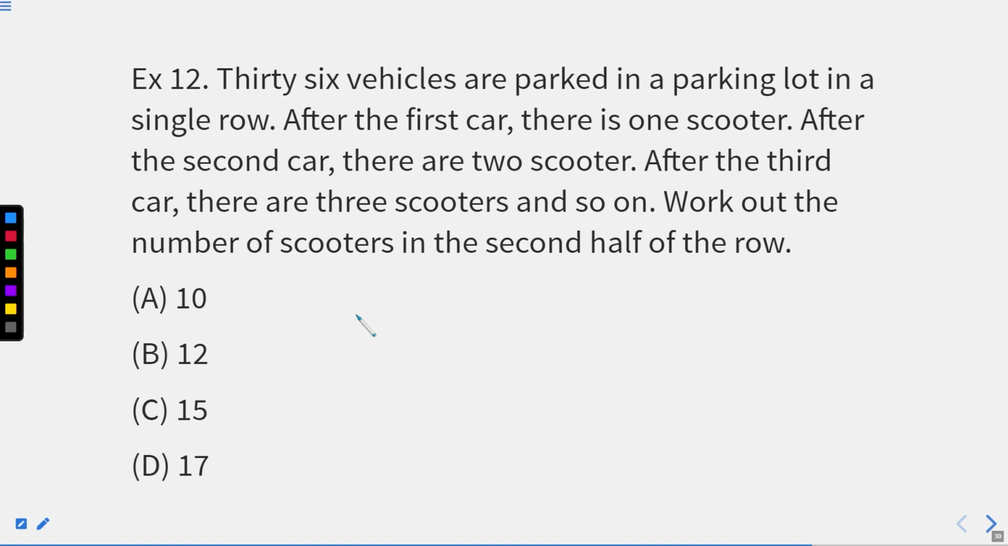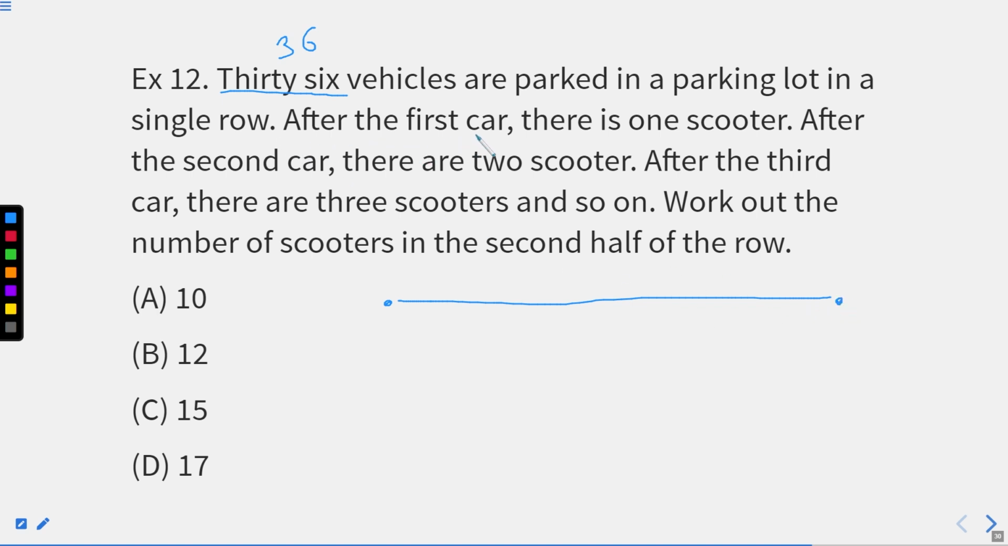So your question says that 36 vehicles. Now mark the number 36 vehicles, right? When you start marking the question while reading, it will become easier for you to find the solution. So 36 vehicles are parked in a parking lot in a single row. It means they are arranged in a single row like this, from the first vehicle on the left till the last vehicle on the right, right?